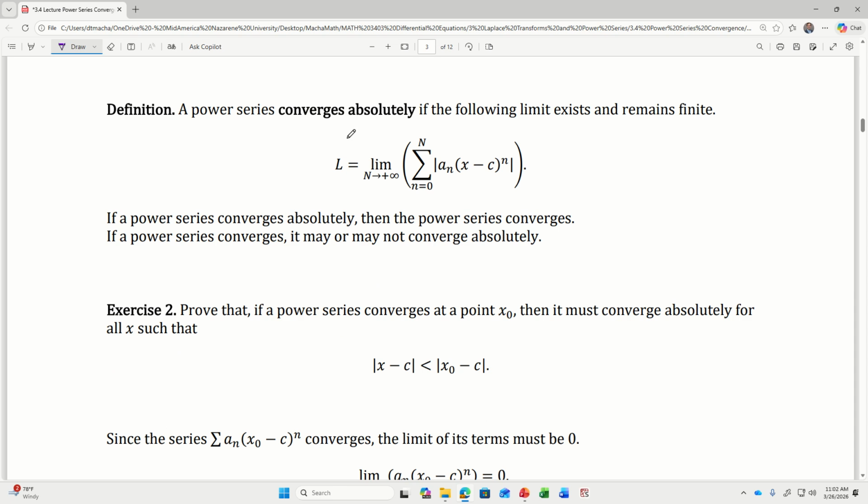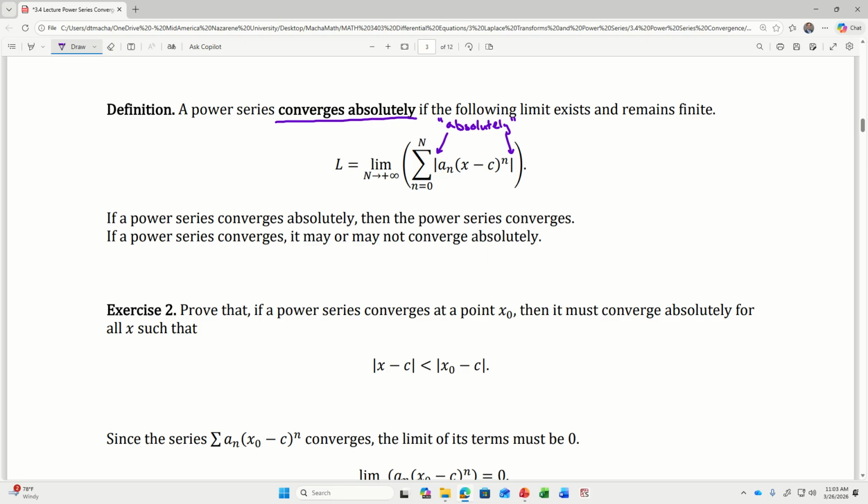We say a power series converges absolutely. And what makes this absolutely is in this limit, do you see I've added absolute values? That is the absolutely part. So we say it converges absolutely if we can add absolute values on every term, and it still converges.